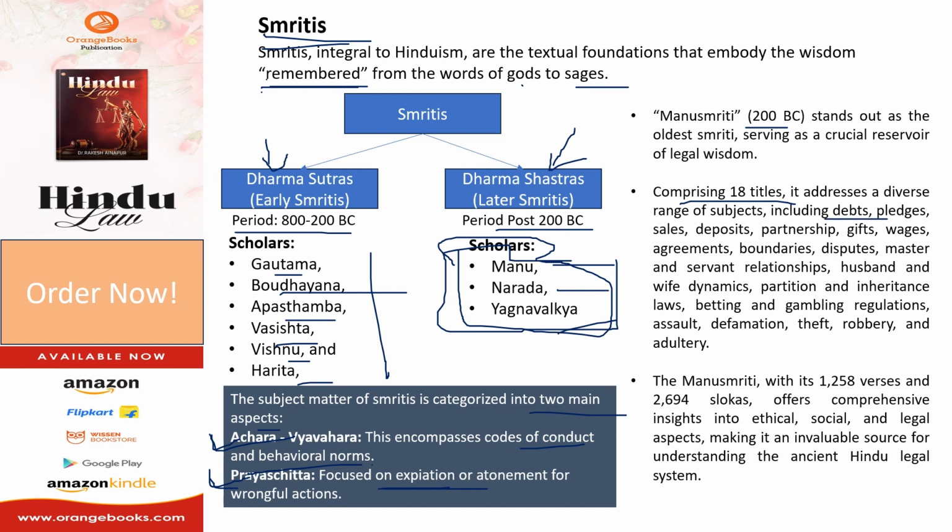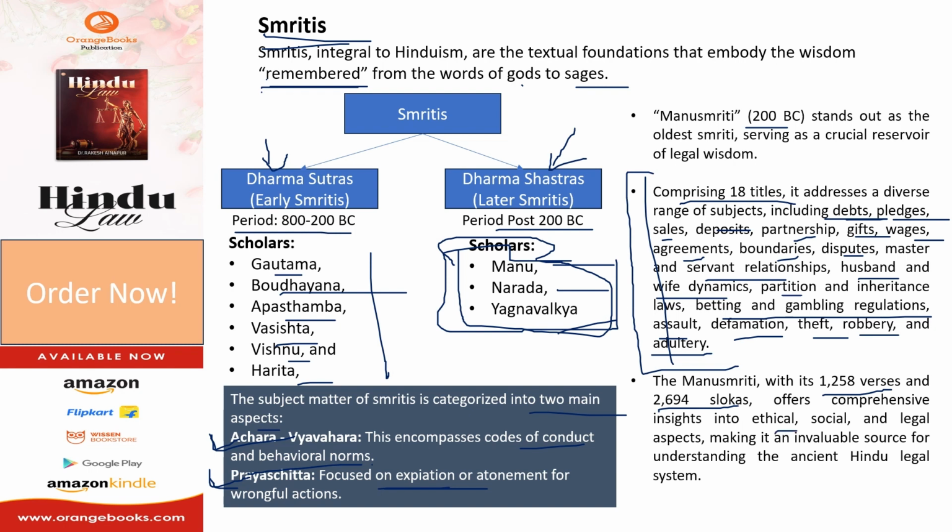It talks about how debts should be managed, pledges, sales, deposits, partnership, gift, wages, agreement, boundaries, disputes, master and servant relationship, husband and wife dynamics, partition and inheritance law, betting and gambling regulations, assault, defamation, theft, robbery, and adultery. We feel that these are part of our modern laws, but no, it was there in early ages also, and these were clearly covered as part of Dharma Shastra in Manusmriti. These are the 18 titles covered in Manusmriti, which had 1258 verses and 2694 slokas, covering the entire ethical, social, and legal aspects of human life. So it is an invaluable source for understanding the ancient Hindu legal system.